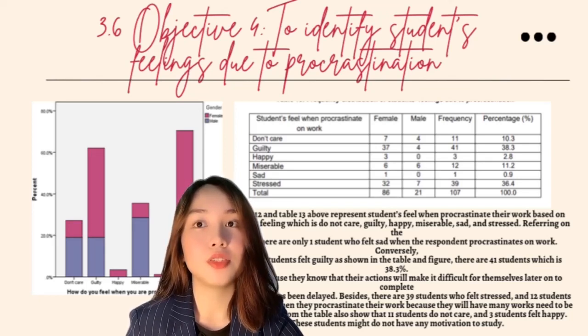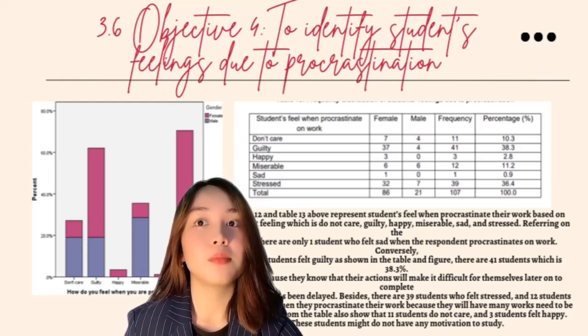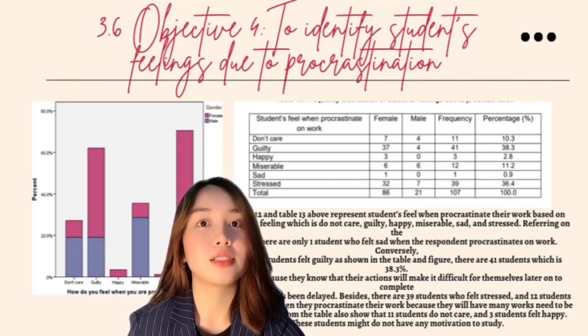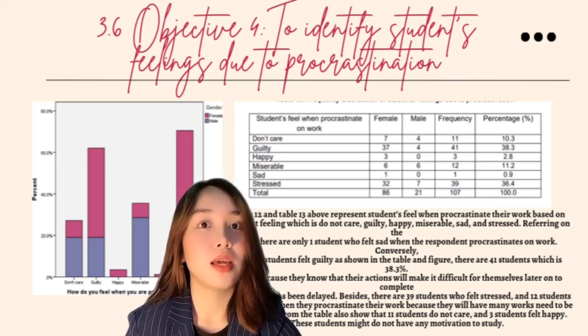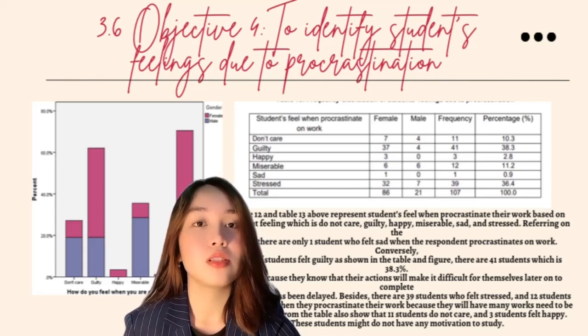As you can see, Figure 12 and Table 13 above represent students' feelings when they procrastinate on their work, which are do not care, guilty, happy, miserable, sad, and stressed. Referring to the table, there is only 1 student who felt sad when procrastinating on work. Conversely, many of the students felt guilty. As shown in the table and figure, there are 41 students, which is equivalent to 38.3%.